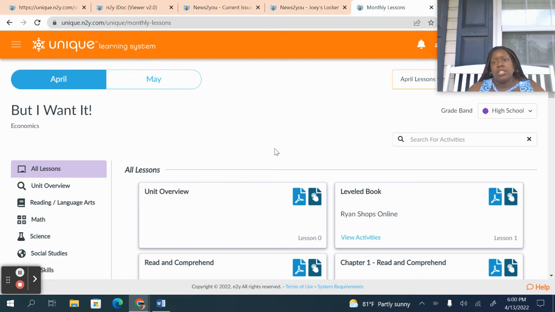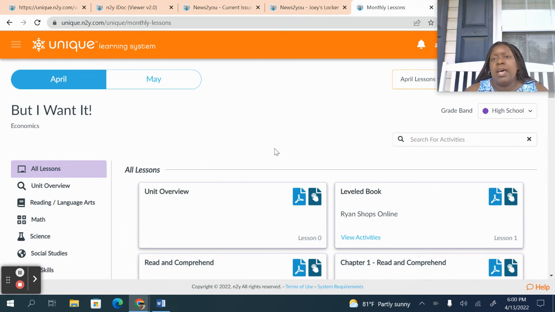When I started teaching and I first encountered News to You and Unique, I was over the moon. It is a great system. It is a symbol supported curriculum that has several levels of differentiation. It's already aligned to the standards and it makes teaching so much easier.